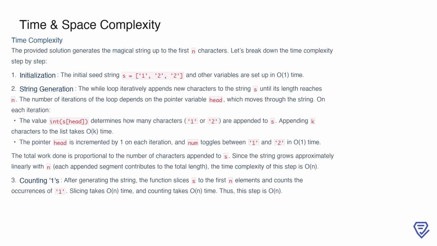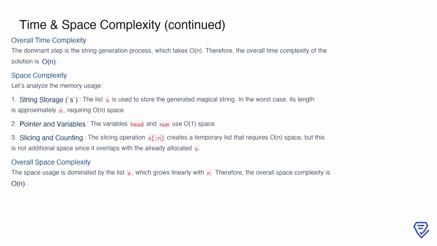Finally, after generating the string, the slicing operation to extract the first n elements and the count of ones are performed. Both slicing and counting take O(n) time, meaning this step also has a complexity of O(n). Now, looking at the overall time complexity of the solution, the dominant part is the string generation process, which takes O(n). Since the slicing and counting steps are also O(n), the overall time complexity remains O(n).